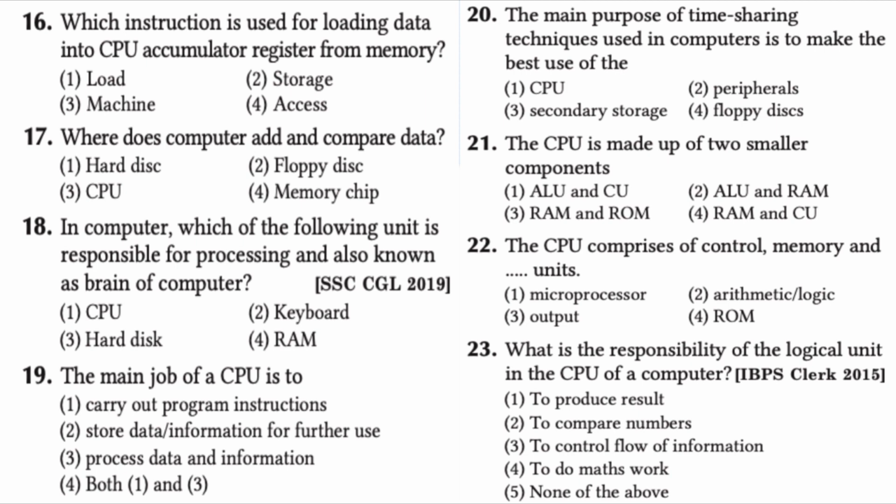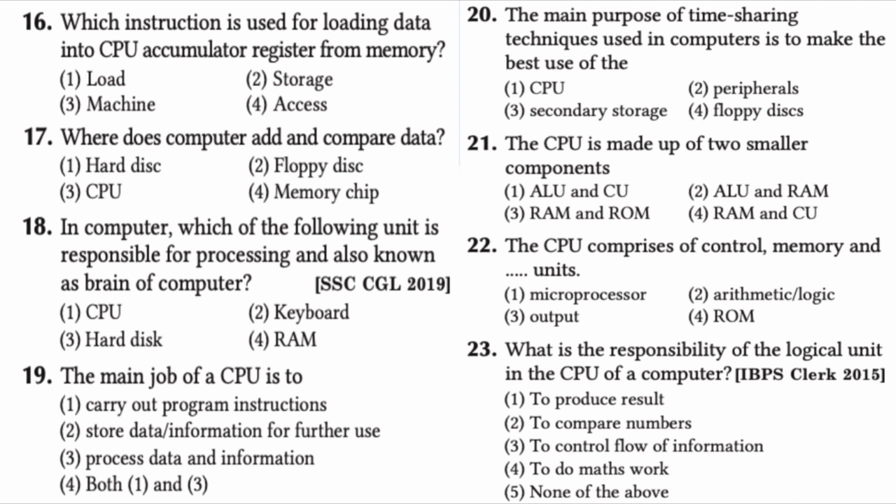Now, moving on to question 17. Where does the computer add and compare data? Here the correct answer is 3. CPU. The Central Processing Unit, CPU, is responsible for performing arithmetic operations, including addition and comparison of data. It's like the brain of the computer.